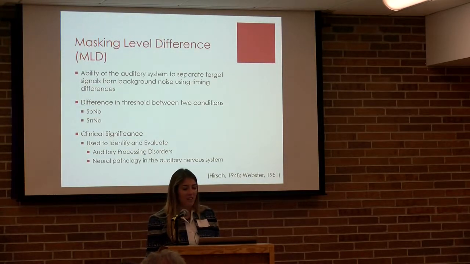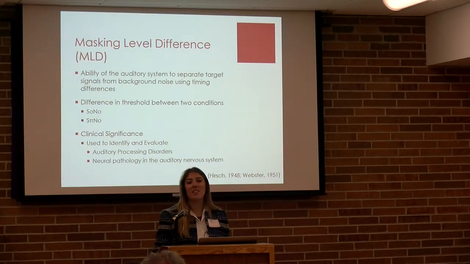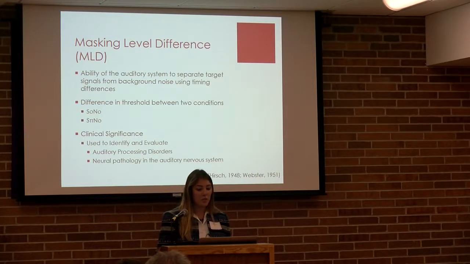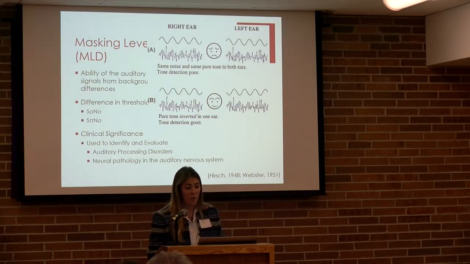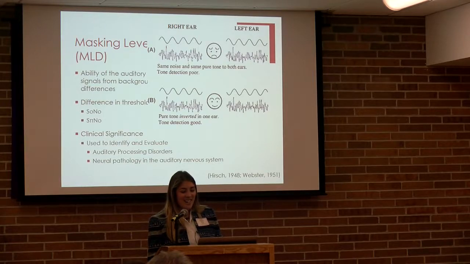So what is the masking level difference? It's a measure of the ability of the auditory system to separate target signals from background noise using timing differences. So we do this by looking at difference in thresholds between two conditions, the SONO condition and the SPINO condition. The SONO condition would be if you look at the frowny face, and this is when the signal and the noise stimuli are in phase between the ears. So if you can see, the waveform is exactly the same in the right and the left ear.